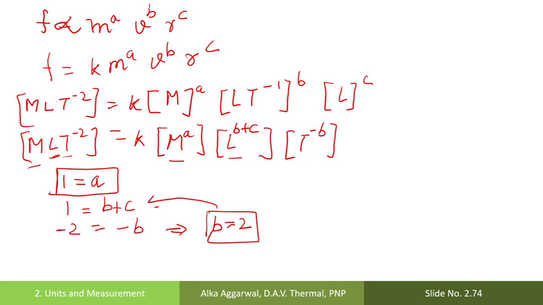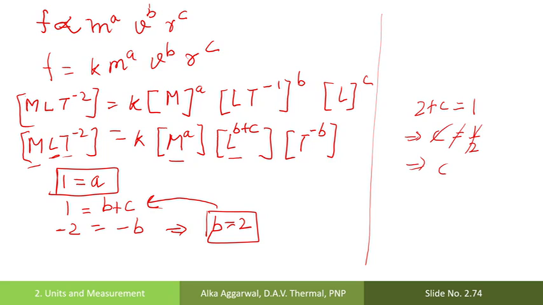Put the value of b in this equation. It will give you 2 plus c equals 1. It means c is equal to 1 by 2. Is it true? No, it is wrong. c is equal to 1 minus 2 and is equal to minus 1.